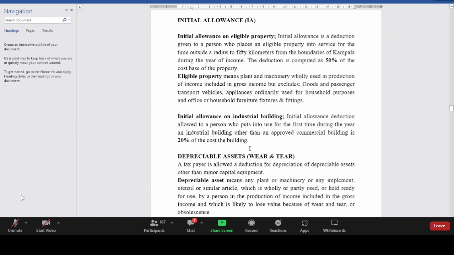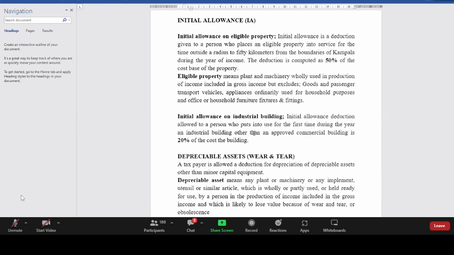Initial allowance on the building, guys, that one I also recall I covered. It is allowed to the person who puts into use for the first time an industrial building other than an approved commercial building. It's a key one. When you check industrial building, it includes commercial building. So initial allowance is on industrial building if it is put into use for the first time, and it is 20% of the cost of the building. But this excludes an approved commercial building.